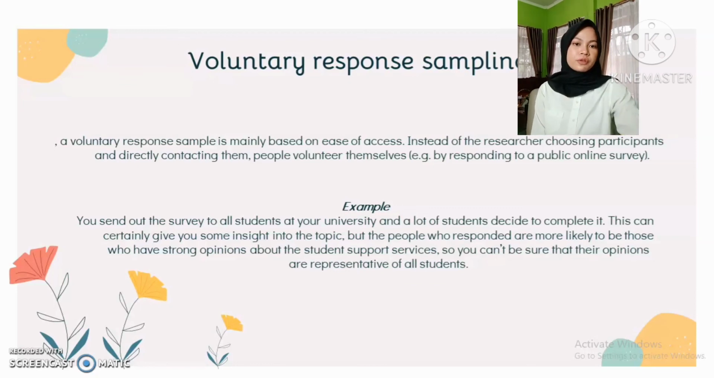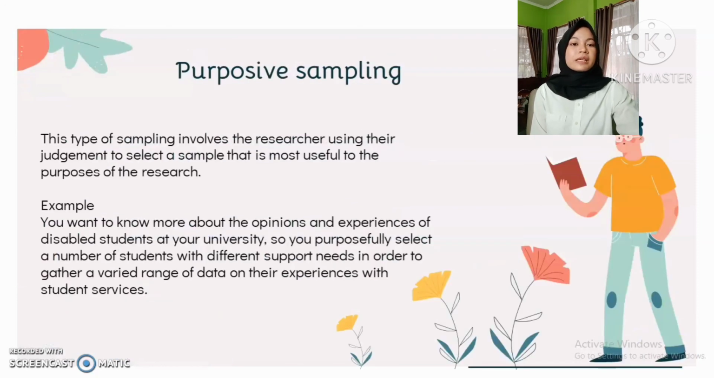And the third is purposive sampling. This type of sampling involves the researchers using their judgment to select a sample that is most useful to the purpose of the research. It is often used in qualitative research, where the researchers want to gain detailed knowledge about a specific phenomenon rather than make statistical inferences. An effective purposive sample must have clear criteria and rationale for inclusion.